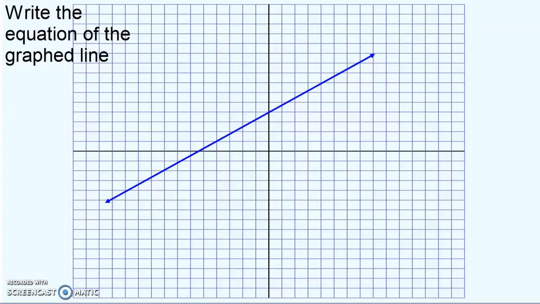Alrighty, we are moving on to writing the equation in slope-intercept form of a graphed line, part 2. And this is going to be from an already graphed line. So this first example says write the equation of the graphed line. Let's just be reminded that our slope-intercept form is written as y equals mx plus b.